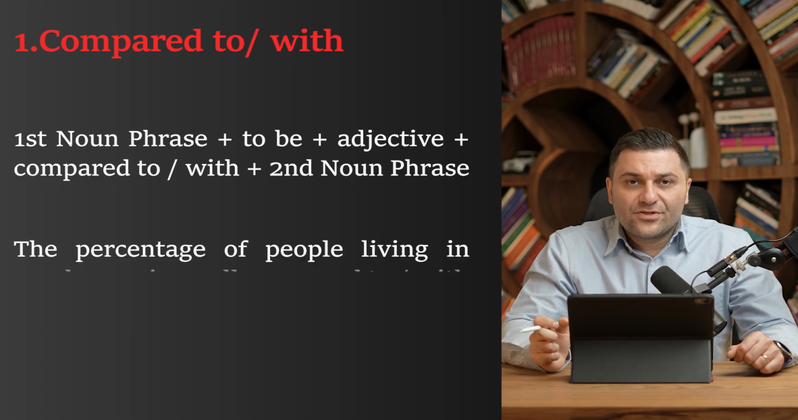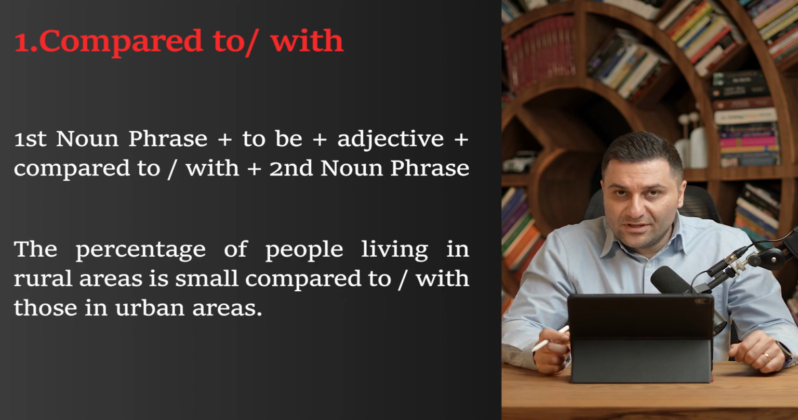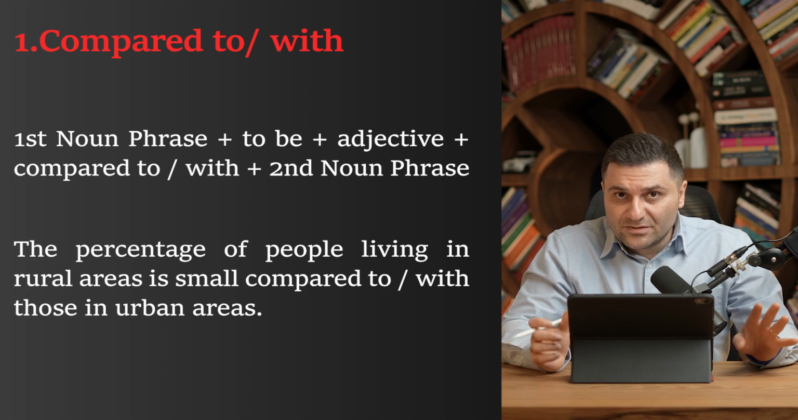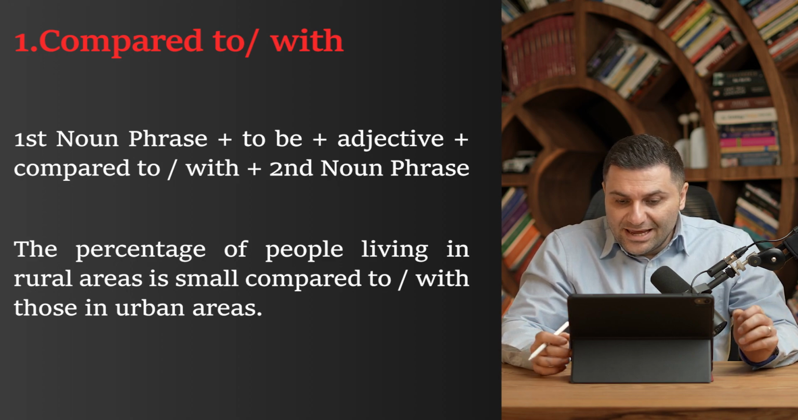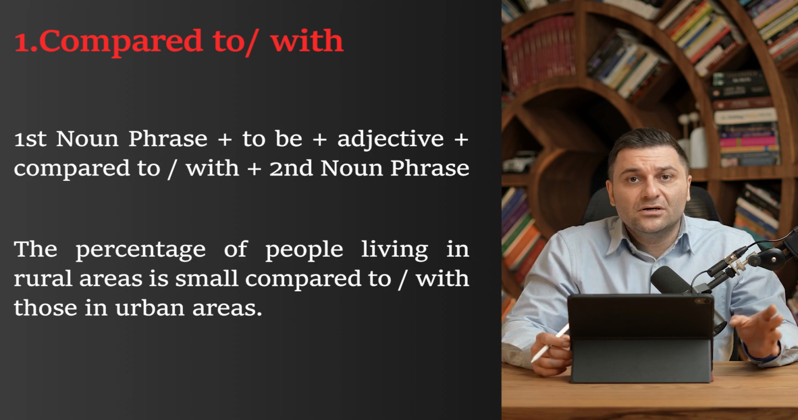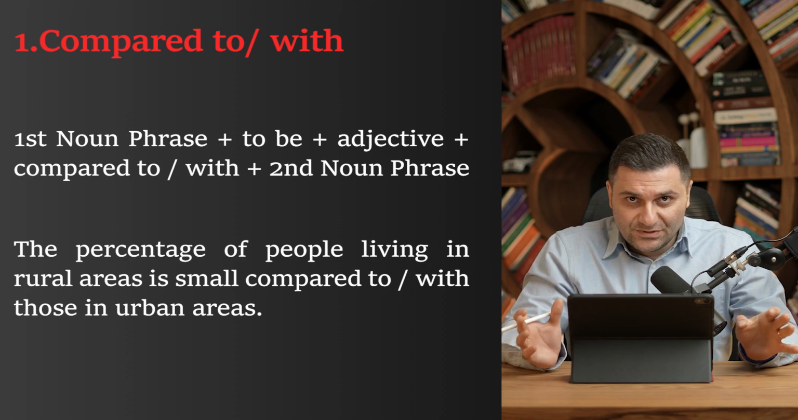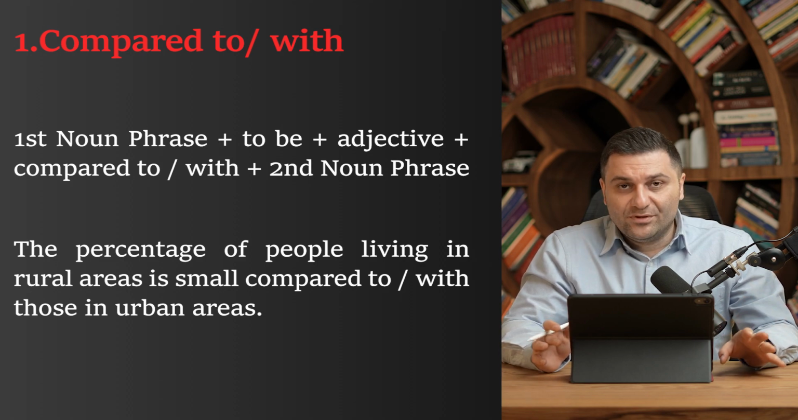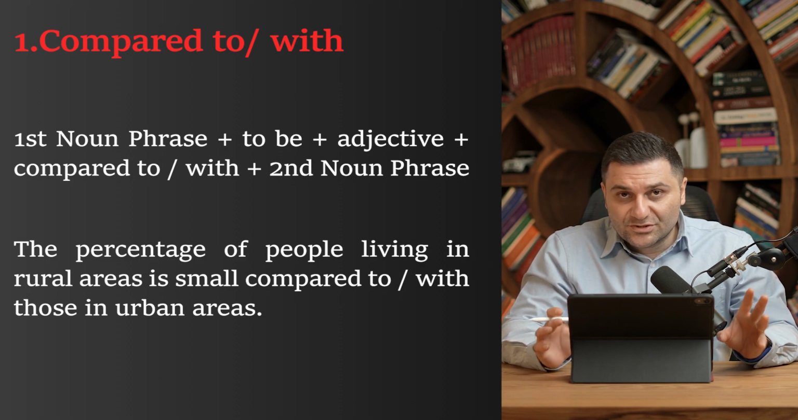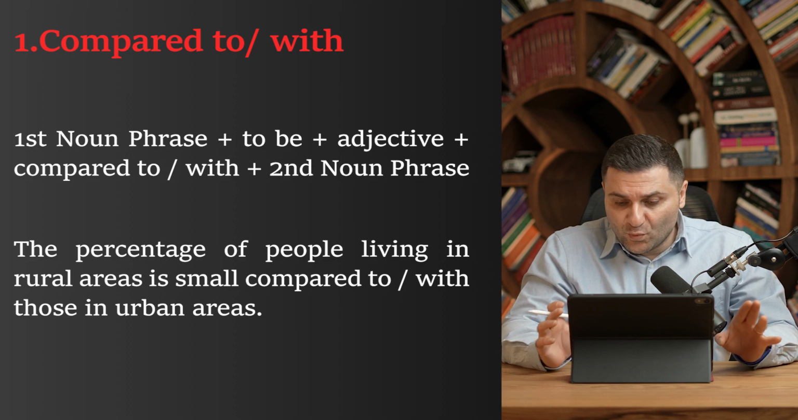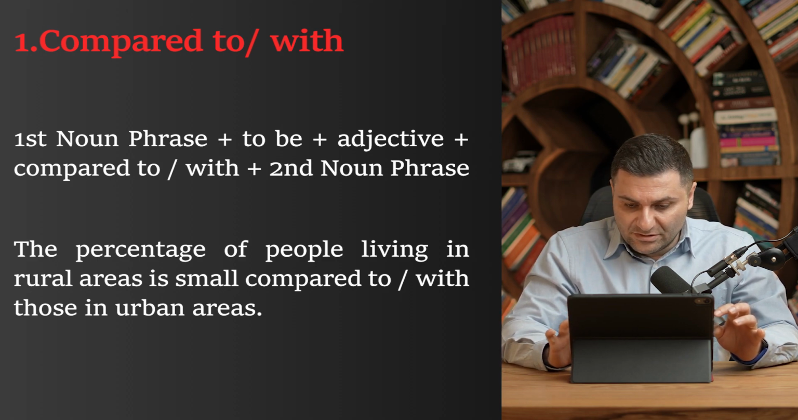For example, the percentage of people living in rural areas, this is our first noun phrase, is small, to be, small is our adjective, compared to or compared with those in urban areas. So you see how this structure works. The percentage of people living in rural areas is small compared to or compared with those in urban areas.